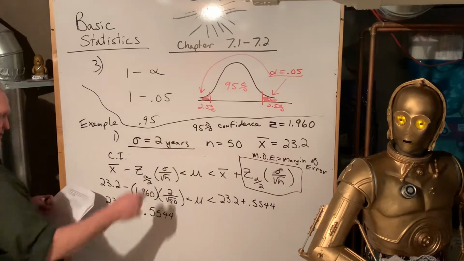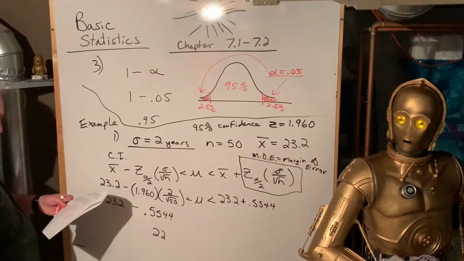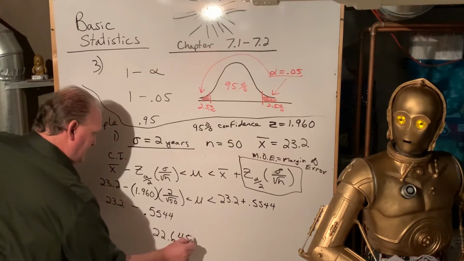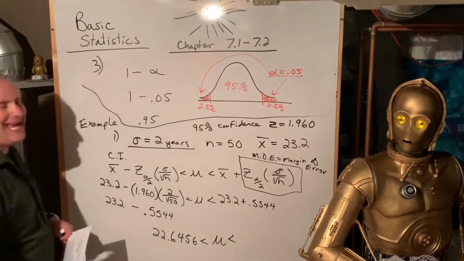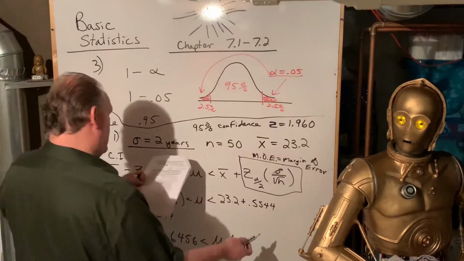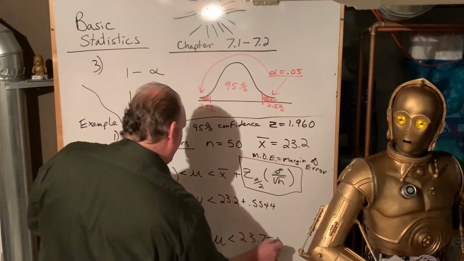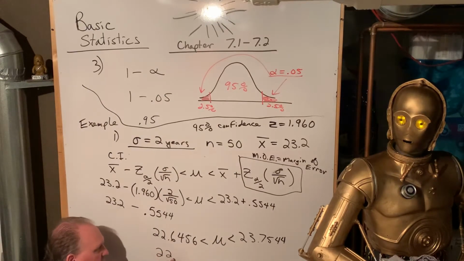And our 95% confidence interval for this would be 22.6456 less than mu. That's the population mean. So we're doing an estimate for the population mean. And on the top end then 23.7544. And so now let's round it to tenths place. So 22.6 to 23.8 is our 95% confidence interval.